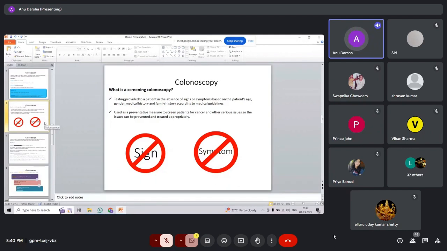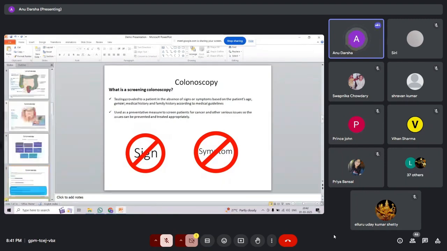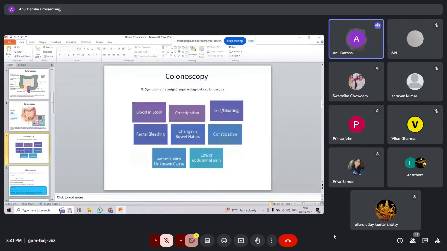Because at certain intervals, based on the patient's previous history or family history, they will consider that those patients are at risk for colon cancers. As I told you, these are the signs and symptoms that may warrant a colonoscopy, to understand why the blood in stool, the constipation, or the rectal bleeding is happening, to find out the etiology behind all these signs and symptoms.